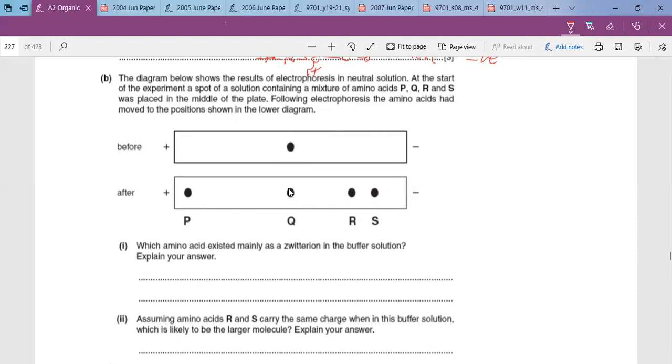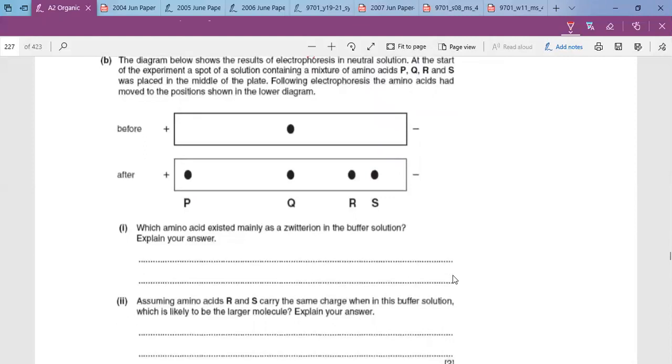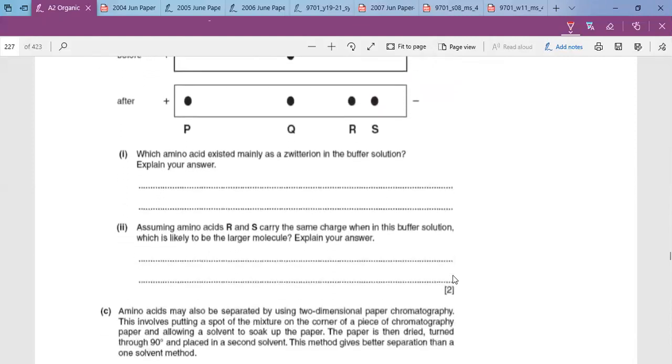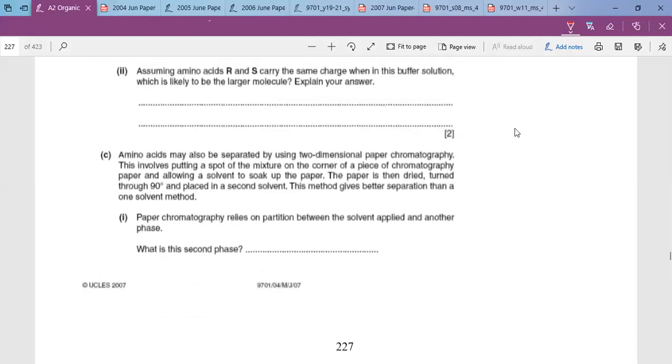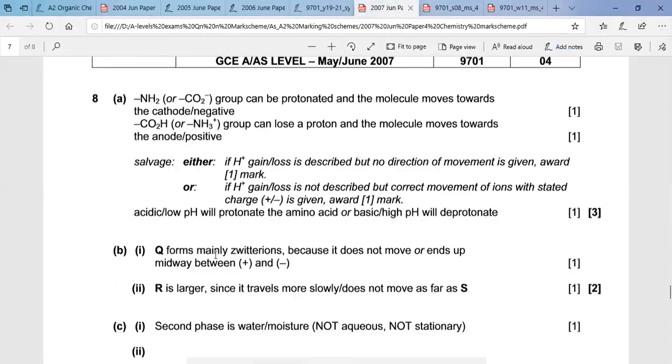Because it's not moving. Let's see how the answer is. P is charged negative. R and S are charged positive, but R is heavier. So explain your answers to all these things here. It's very simple. Let's see what year it is, 07. Q forms an ion because it does not move. R is larger, travels slower, and so forth.